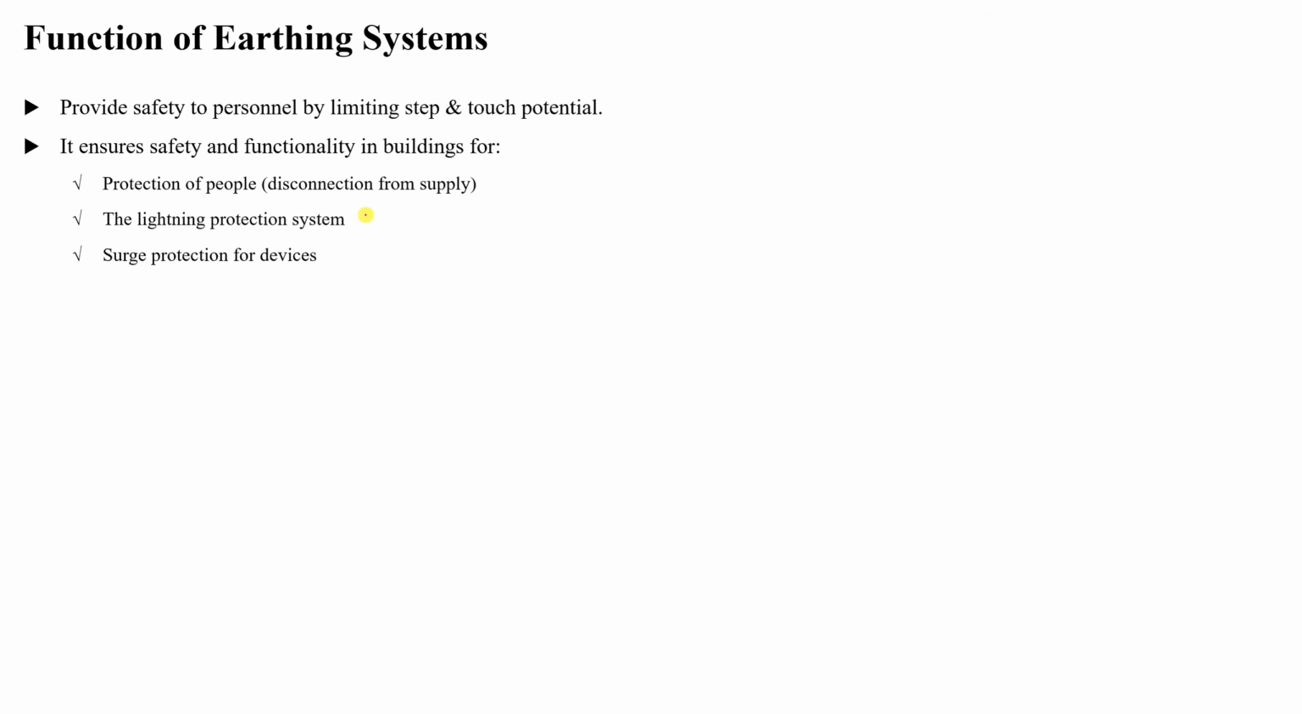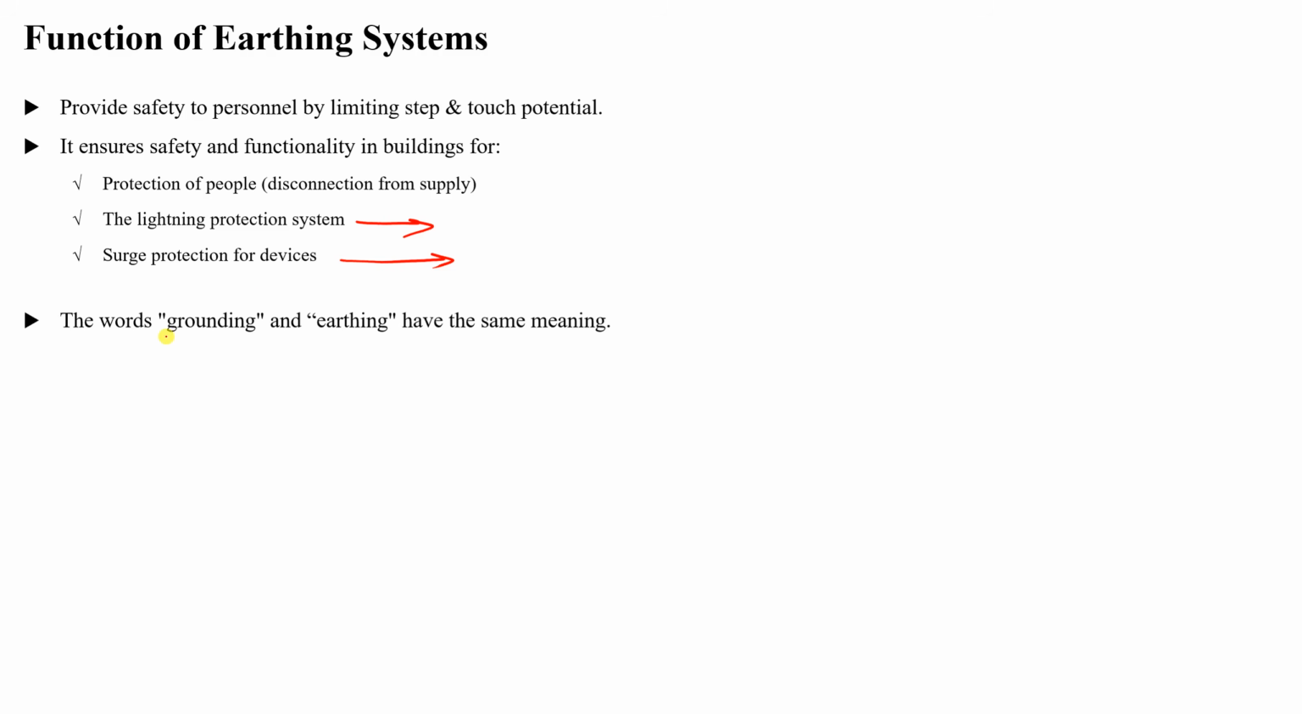Anyway, lightning protection is discussed in the lightning protection course, and surge protection is discussed in the surge protection course. And from my perspective here in our course for the earthing system, we want to design this earthing system for all of this.